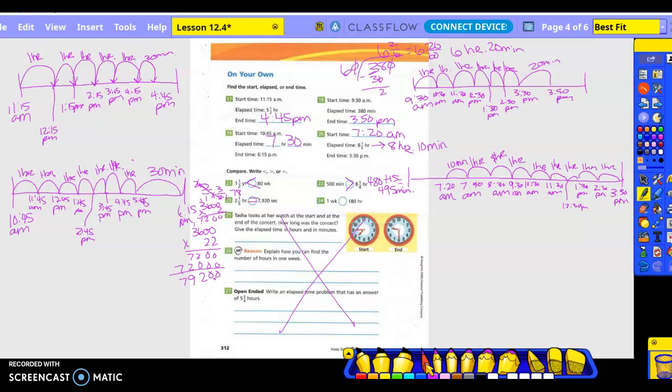Okay, 1 week compared to 180 hours. How many hours are there in a day? 24. How many days are there in a week? 7. So 24 times 7. 7 times 4 is 28, so 8, carry the 2. 7 times 2 is 14, plus 2 is 16. So 168. So 1 week is less than 180 hours.